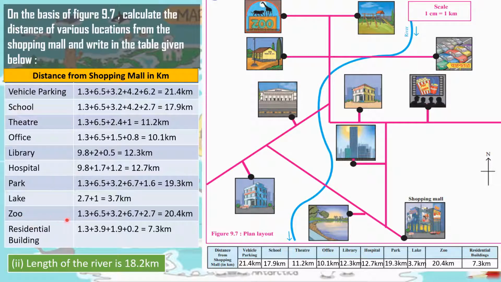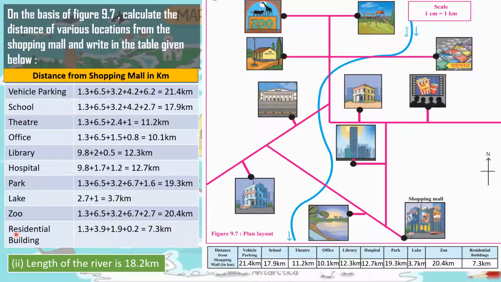Zoo. Now zoo again. Zoo is here. So a zoo is here. So from here we'll go again 1.3 plus 6.5, then 3.2, 6.7 and here last, that is 2.7. So in total we get 20.4 kilometers.